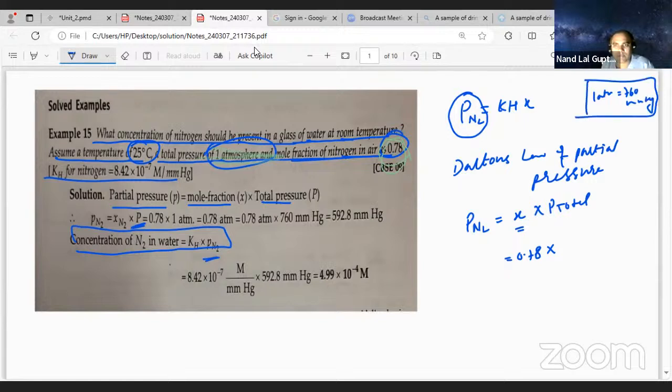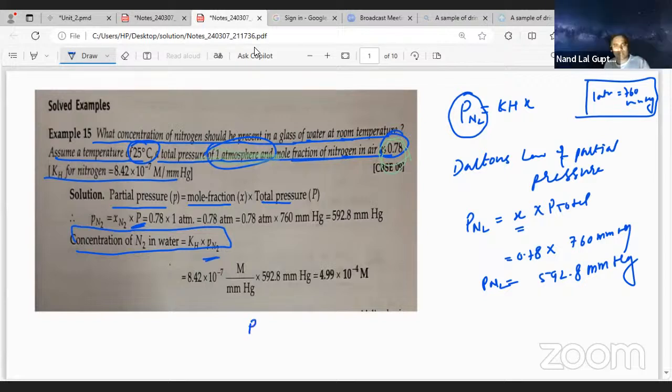We have already learned this one. So here we can write 760 mmHg. If you calculate PN2, how much do we get? 592.8 mmHg. A little bit tough here. Now, the concentration of N2 in water. What will it be?